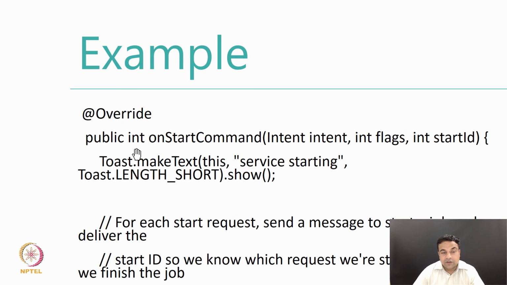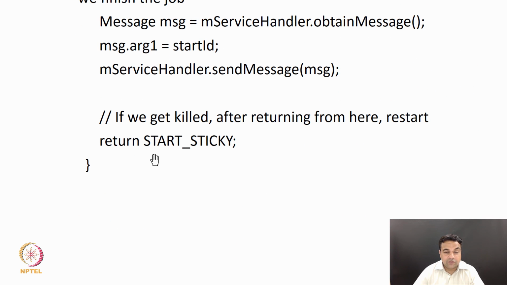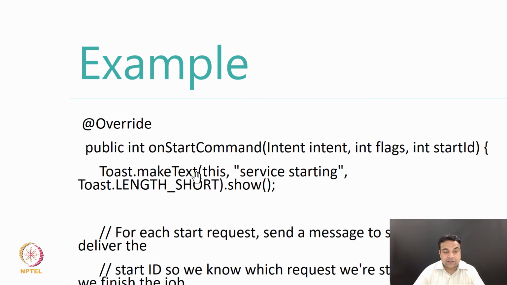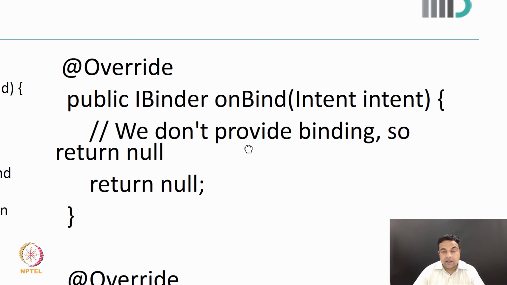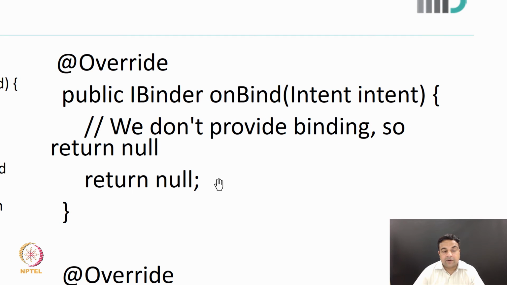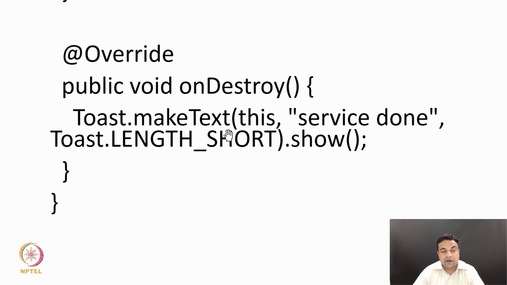So here the most important thing to look at is what we are returning from onStartCommand. We return an int, and this int takes three values. One of the values is START_STICKY, and very soon we will see what the other two values are and what is the meaning of this method. And then there is just onBind, because we are just returning null, and then there's onDestroy, where again we are just displaying a toast.